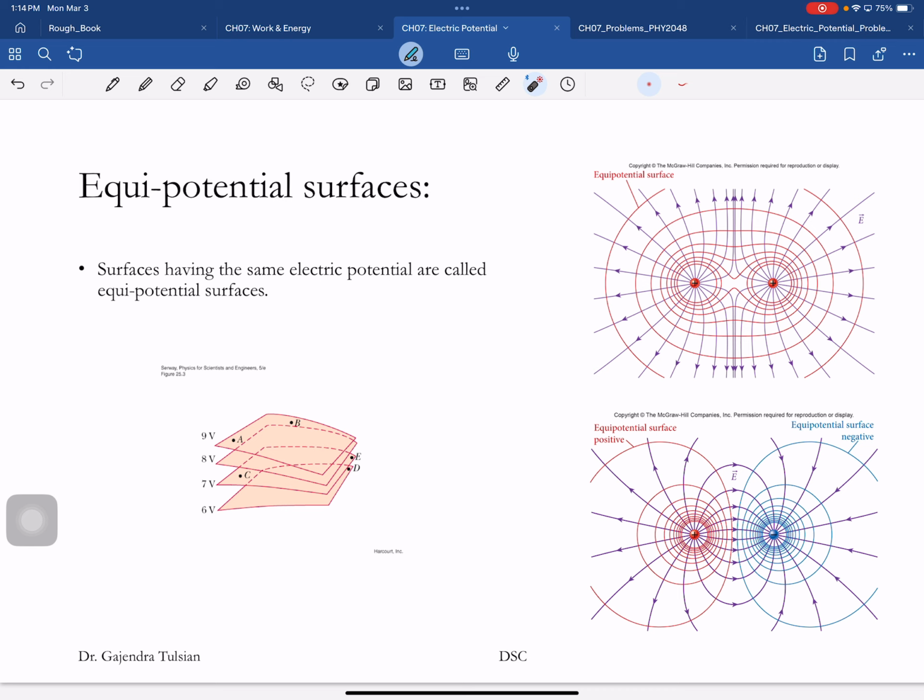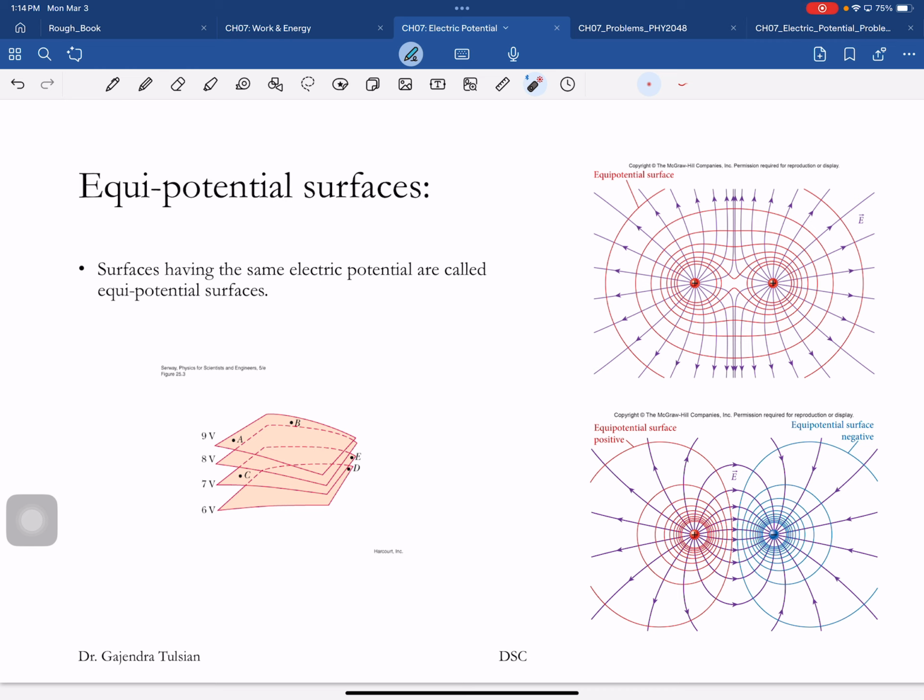But this surface has how many perpendiculars? Well, at this point it has 2. One in this direction and one in that direction. So which way is the electric field pointing? It's pointing in the direction of decreasing potential. Okay? So it's pointing in that direction.